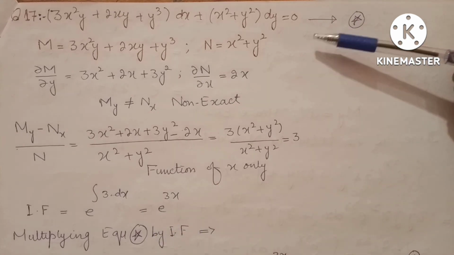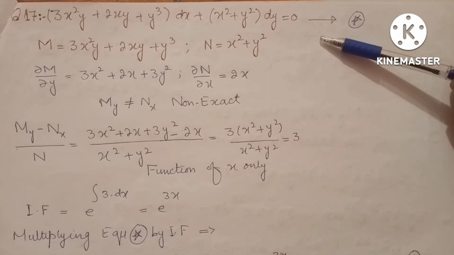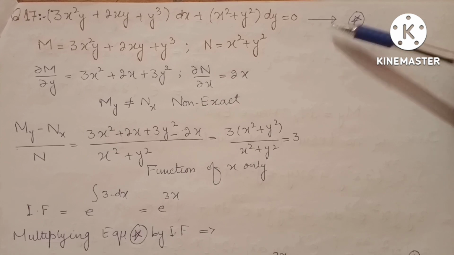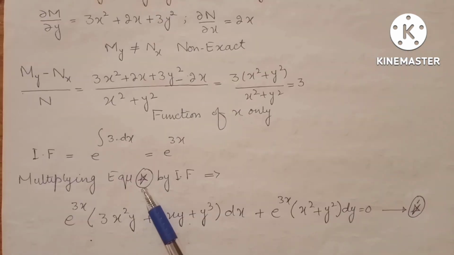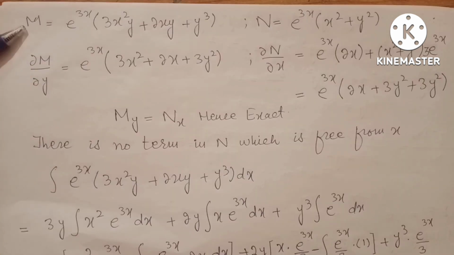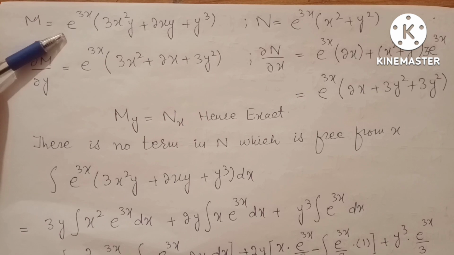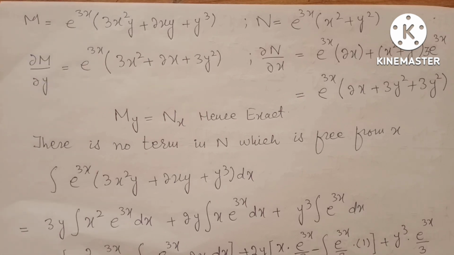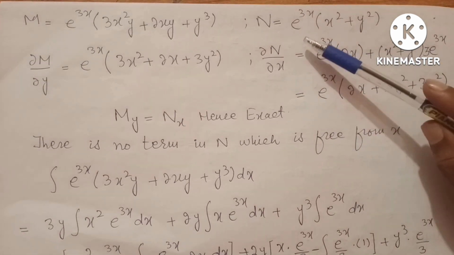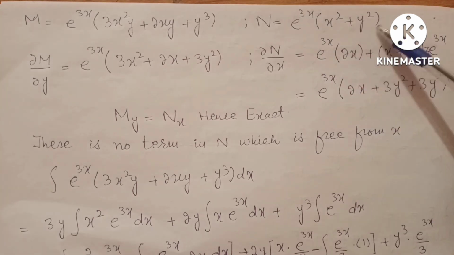Multiplying the equation by the integrating factor, this equation will become an exact equation. We get e raised to power 3x into (3x²y + 2xy + y³) dx plus e raised to power 3x into (x² + y²) dy equal to 0. We name this equation star prime. This means our new M is e raised to power 3x into (3x²y + 2xy + y³), and new N is e raised to power 3x into (x² + y²).